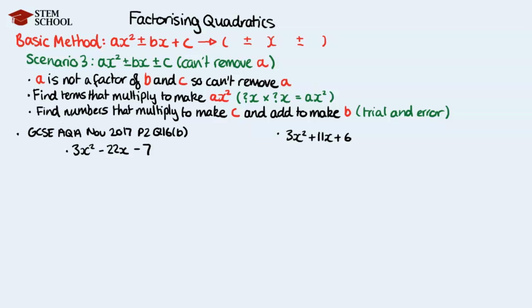And then the next step is similar to before. You find the numbers that multiply to make c and add to make b. But it's a bit more trial and error here, okay? So we'll just get an example so we can see how to do this.